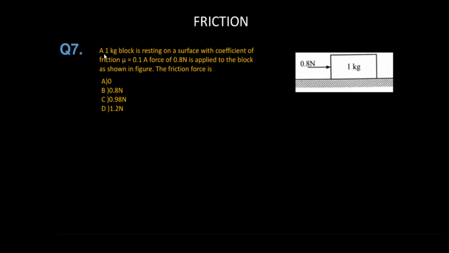So here is a block, a 1 kg block resting on the surface. The coefficient of friction is 0.1, and a force of 0.8 Newton is applied to the block as shown in the figure. Here is the force applied. Its mass is 1 kg. So we need to find the frictional force.